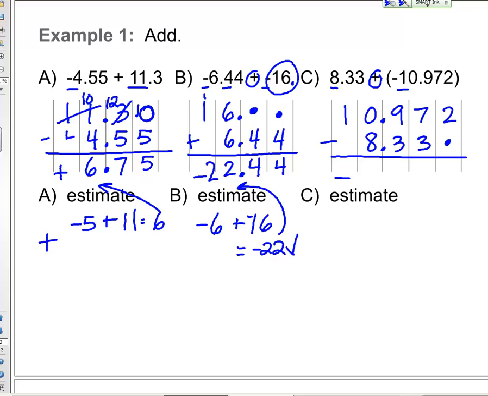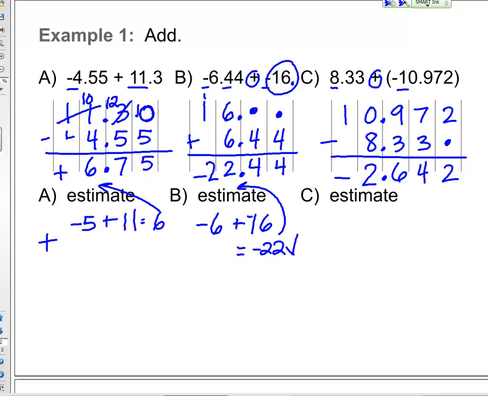We have 2 minus 0 is 2. 7 minus 3 is 4. 9 minus 3 is 6. Bring down my decimal point. And 10 minus 8 is 2, for a final answer of negative 2 and 642 thousandths.